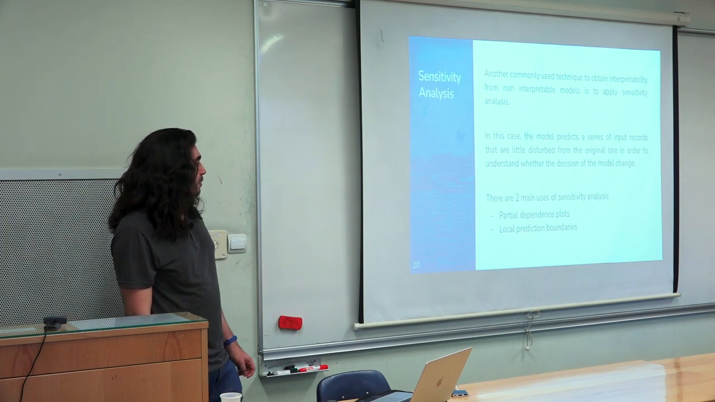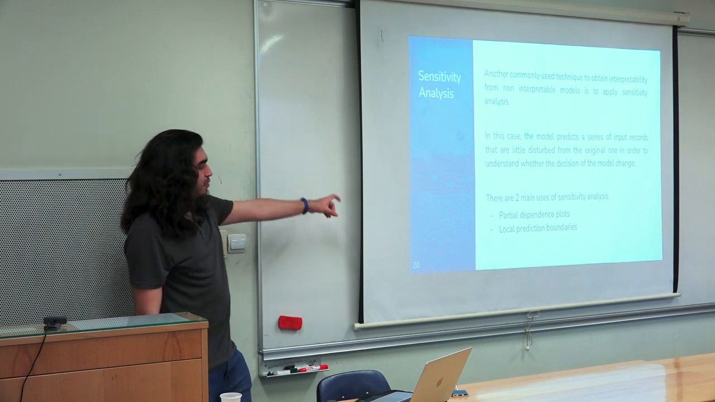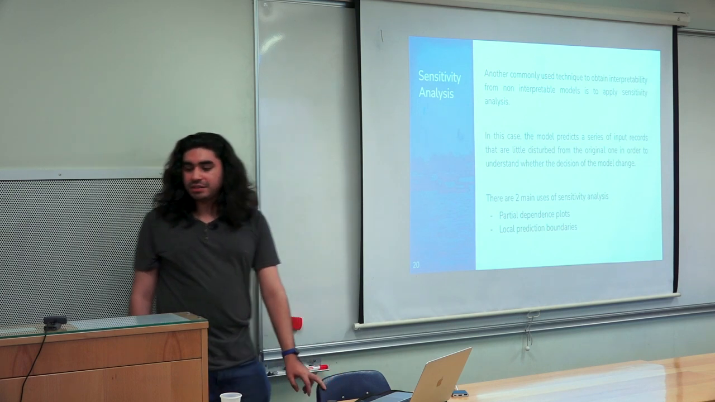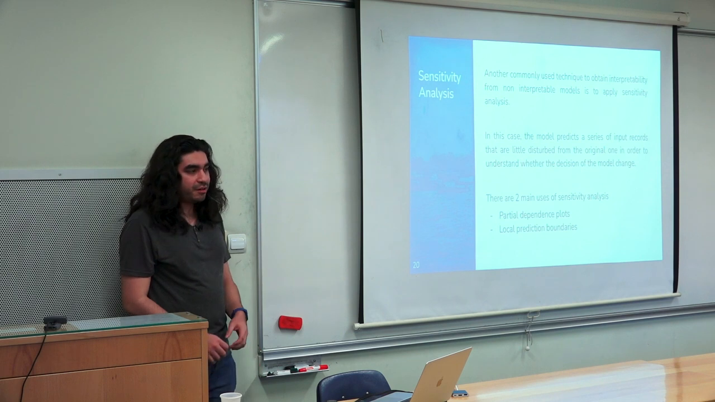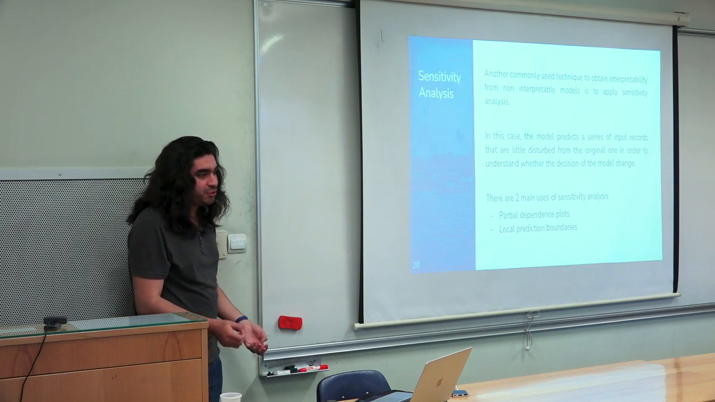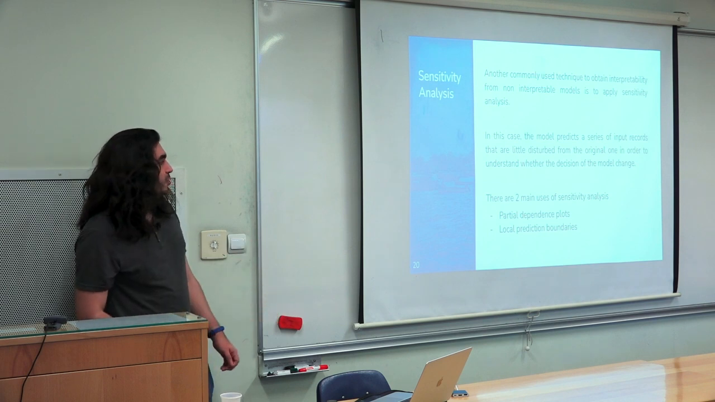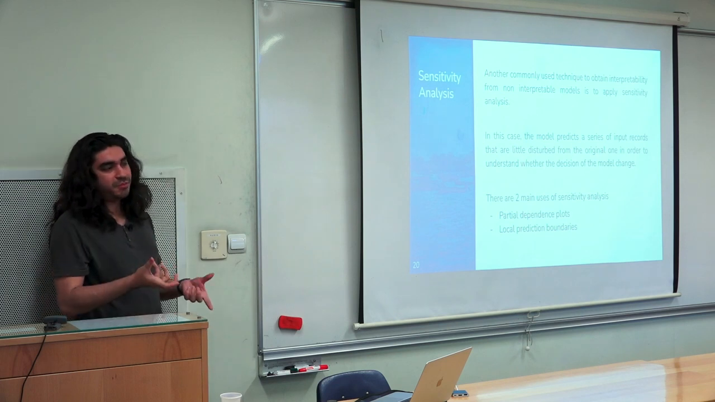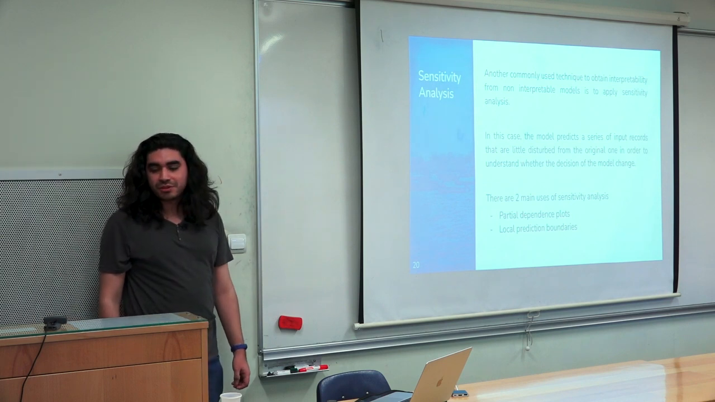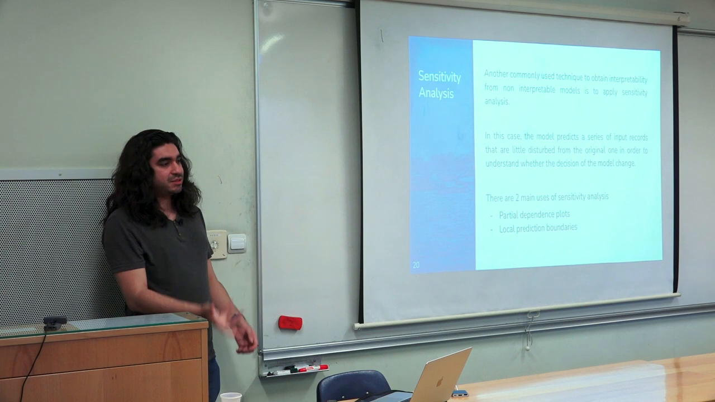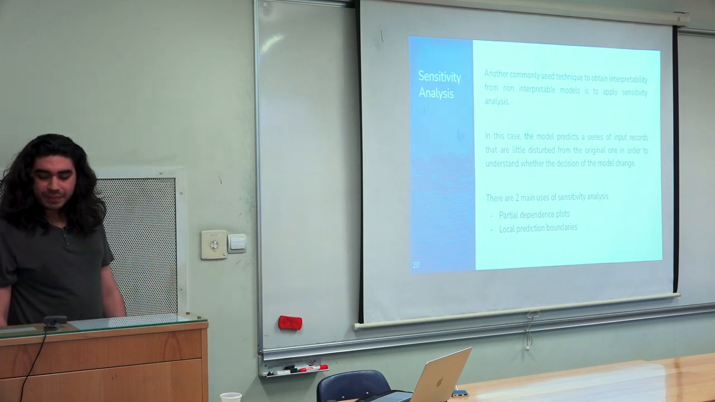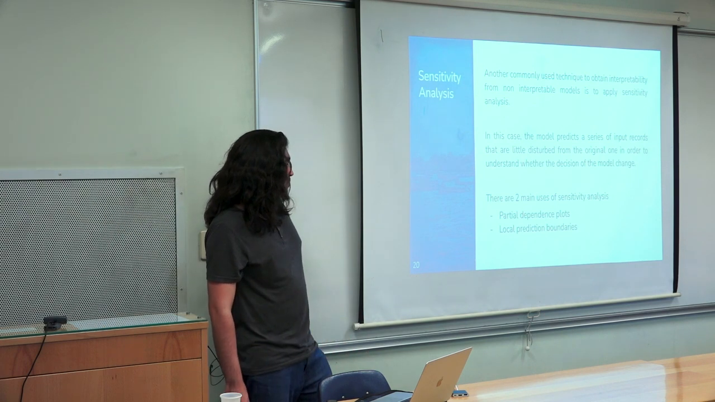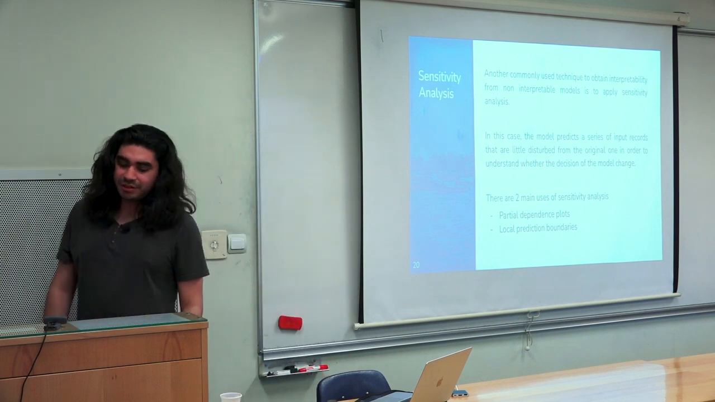And then we have another kind of interpretability, which is for the group of the least interpretable models, which is sensitivity analysis, right? Sensitivity analysis is a technique that doesn't require that the model has to be interpretable because you change the input of the model. So you make small changes to the values of an input of the model, and you see if the output of the model changes with this change. And you can so know the interaction or the dependency that they have. So there are two main sensitivity analyses that are very popular. The one is partial dependency plot, and the other is local prediction boundaries.